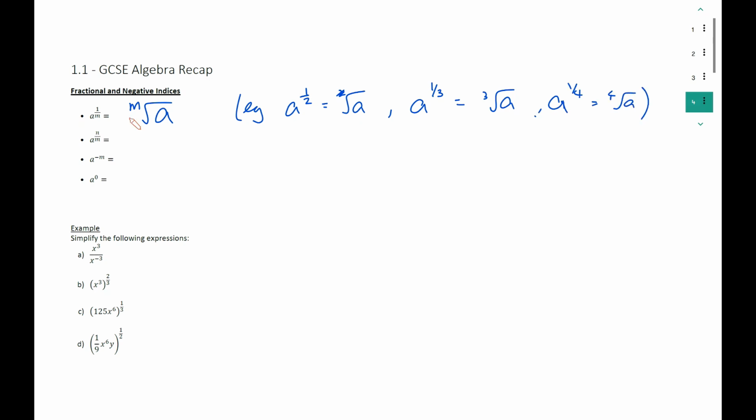You get the idea. When you have a power of n over m, you can write it both ways. You can either take the mth root of a, because we can see again it is 1 over m, and then power of n, or you can do a to the power of n first, and then mth root it. Both ways work. So for example, let's say you have 8 to the power of 3 over 2, that means you're square rooting 8 and then cubing it, or you can write it as 8 cubed and then square root it.